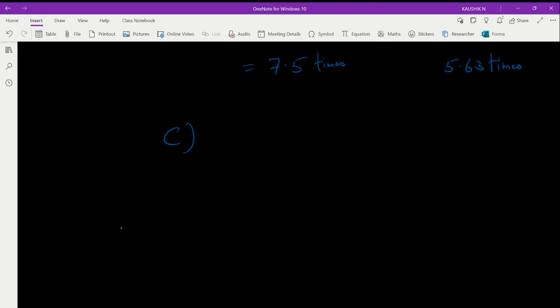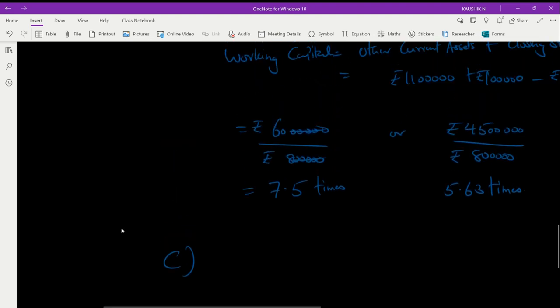Which one did you do opposite? I'm not getting you properly. Yes, what I said is in your answer key you may find 7.5 times for the right hand side and 5.63 for the left hand side value. That's a printing mistake. So if you divide 60 by 8, you will get 7.5 times. And if you divide 45 by 8, it will be 5.63 times. That's it.